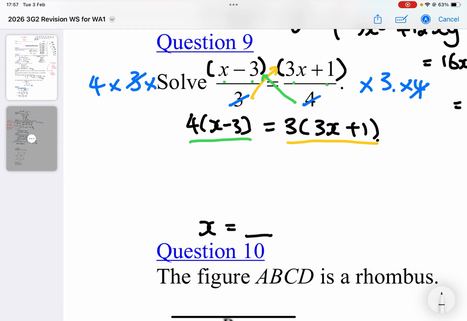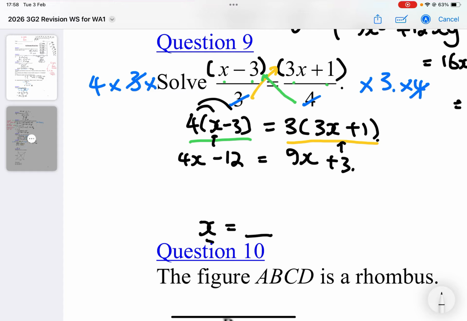Then after that, I want all my x to be together. But now my x is trapped inside the brackets. So I want to free it from the brackets first, then I can put them together. To free my x from the bracket, I need to do my expansion. 4 needs to multiply everything inside the bracket. 4 times x, 4x. 4 times negative 3, negative 12. 3 times 3x, 9x. 3 times 1, 3.